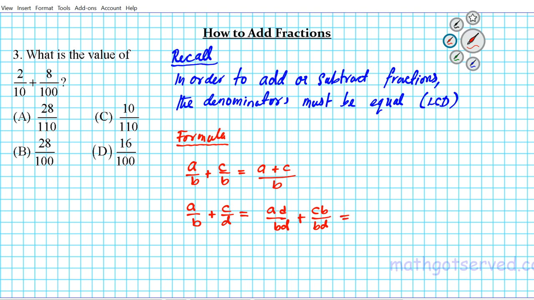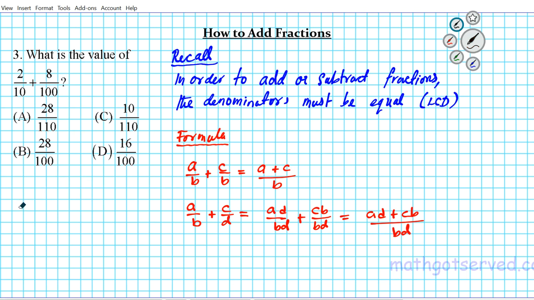So in this particular case, you make the denominators equal first, and then you proceed to apply the formula up here, combine the numerator, and keep the denominator. Alrighty, so that's exactly how you add fractions. Now let's attack the problem.